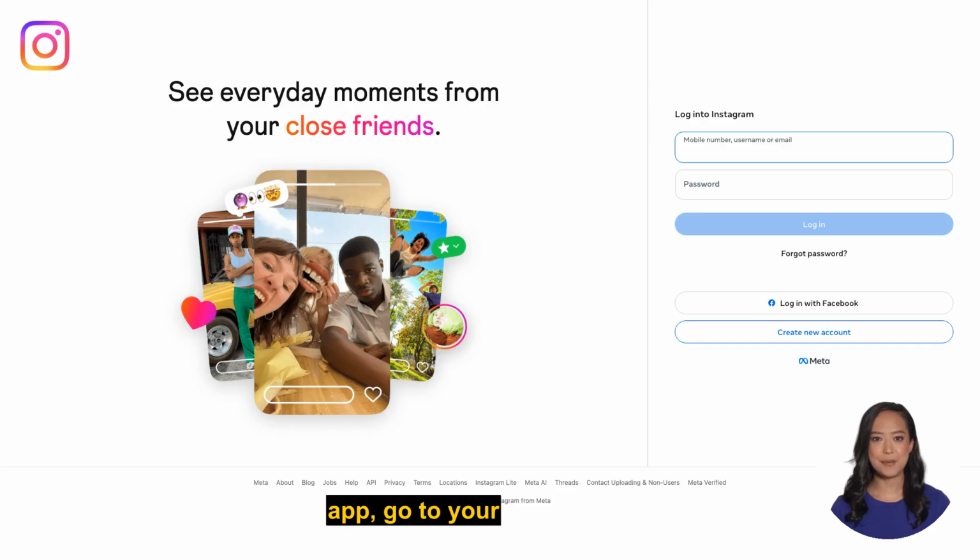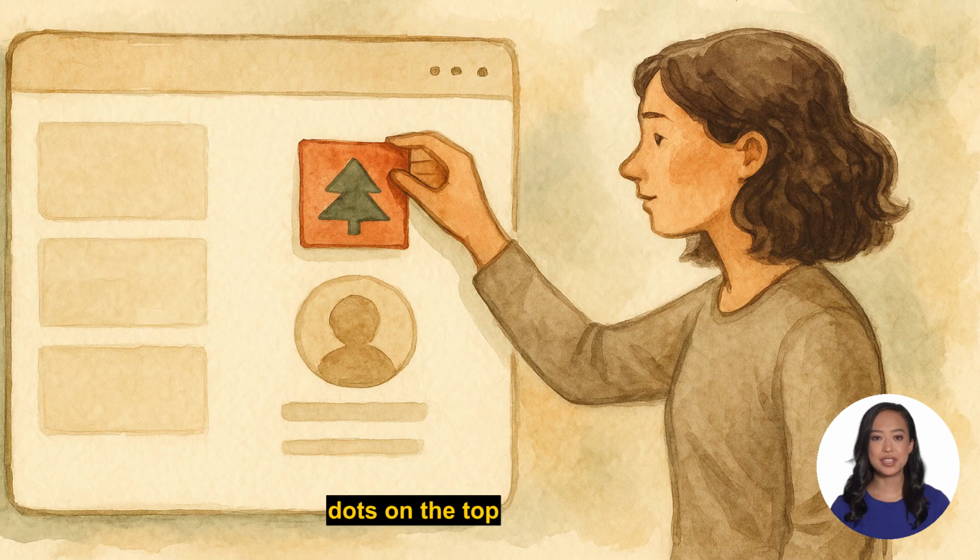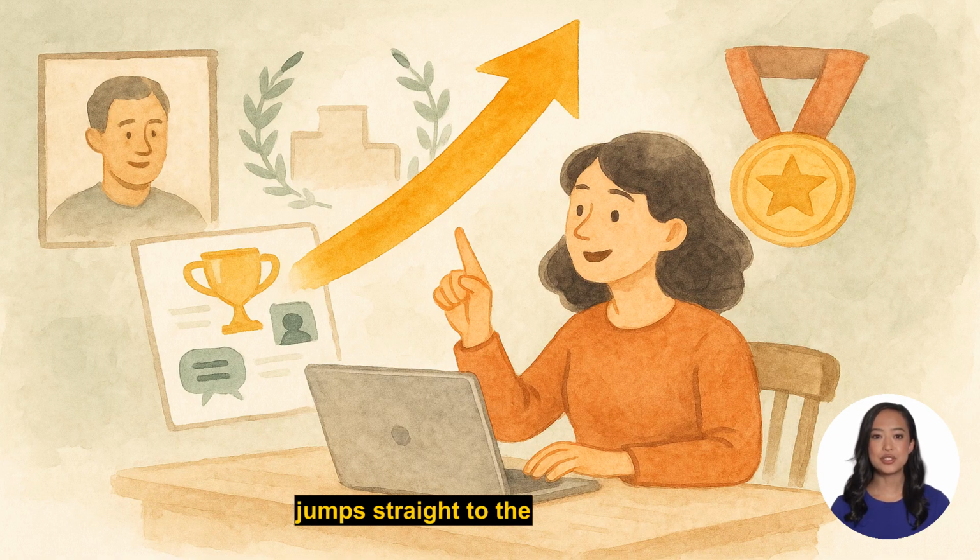Here's how easy it is. Open your Instagram app, go to your profile, and find the post you want to pin. Tap the three dots on the top right and look for Pin to your profile. That's it! The post jumps straight to the top.